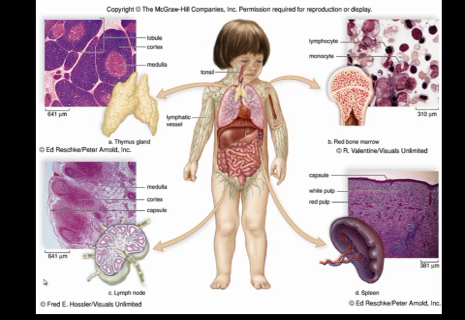Here's a diagram that shows the location of these different organs: the thymus gland, the spleen, the bone marrow, the tonsils, and of course lymph nodes that are distributed widely throughout the body.